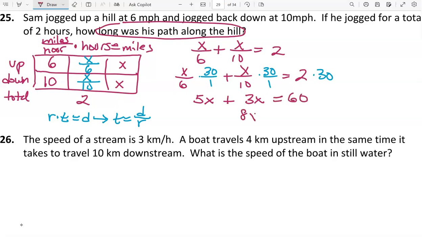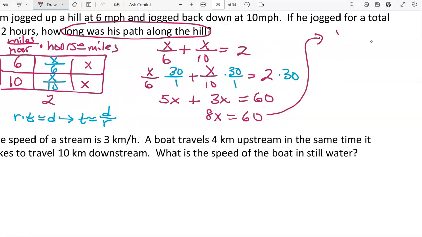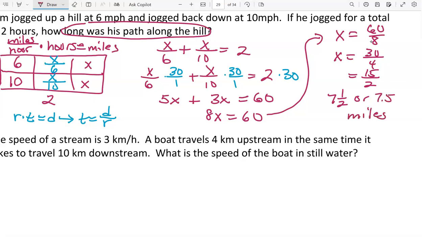So now we have 8 times x is equal to 60, which gives us x is equal to 60 divided by 8. And let's reduce that fraction by 2. That gives us 30 divided by 4. And then by 2 again, that's going to give us 15 divided by 2. And if you want to give that as a mixed number, that's fine. 7 1/2, or 7.5. And that would be measured in miles, since that's the distance up the hill or down the hill.